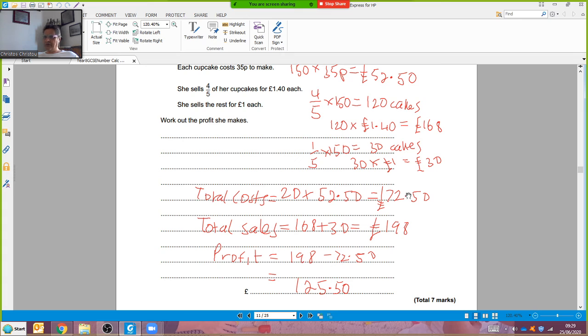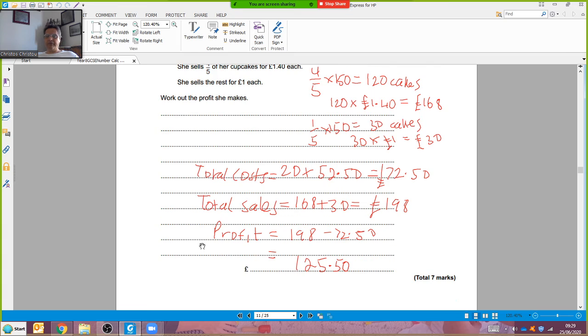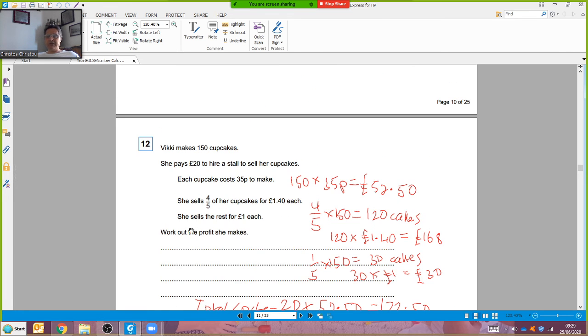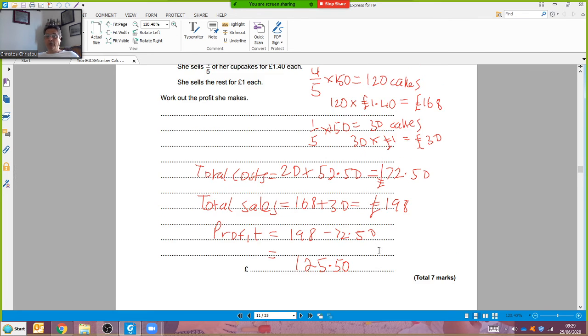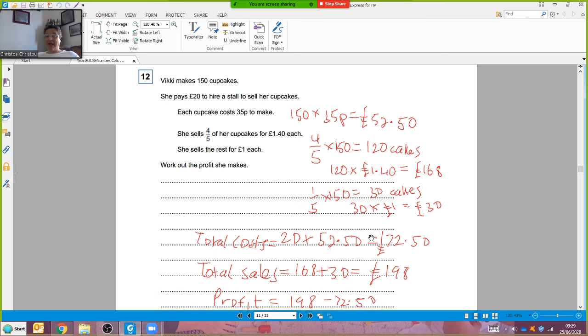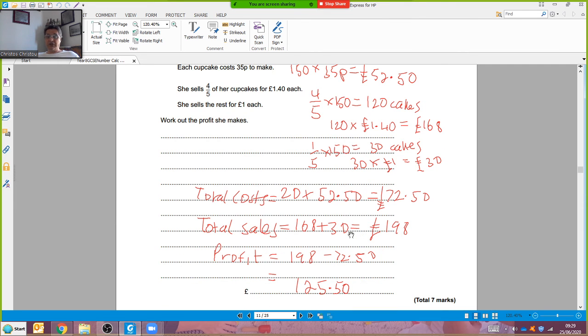What are her total sales? Well, she's going to get £168 plus the £30. That's £198 in sales. So how much money has she made? Well, that's the profit. 198 take away the £72.50, and the lady makes £125.50. And what's her name? Vicky. Well done, Vicky. And that's it. And if you got that, you were thinking extremely clearly, because there's an awful lot of opportunity to get this badly wrong. And if you got this, congratulations.